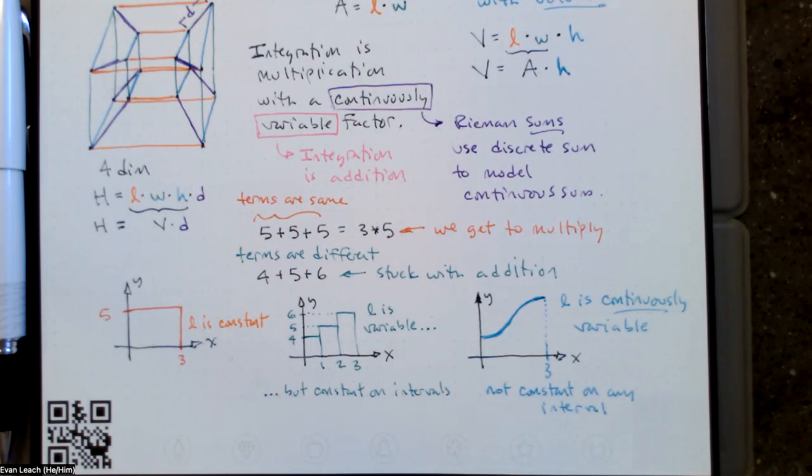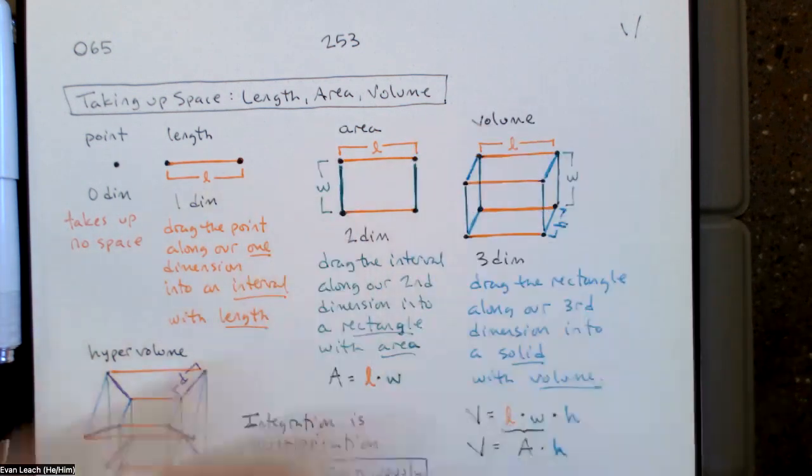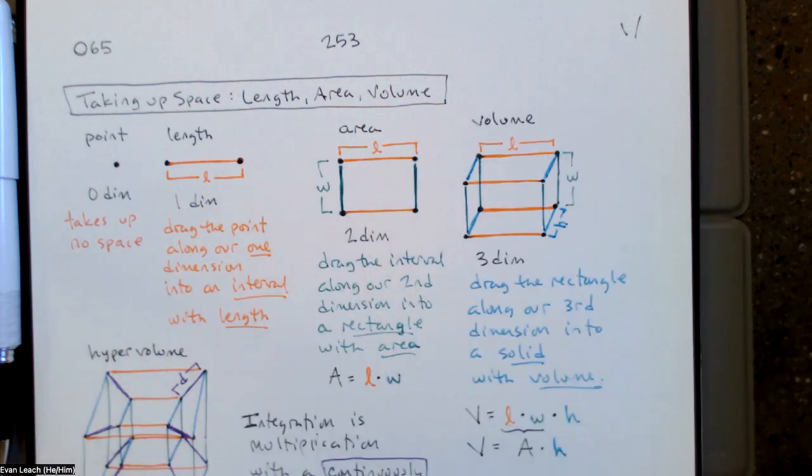Any questions? So this goes back to the beginning of today, where we were talking about length, area, and volume. Because what I want to do is take this point and drag it along one dimension into an interval. And then we're going to take this interval and drag it into a second dimension to produce an area. Now, the reason that we got away with multiplication is that the length stayed the same throughout that whole process. The length was constant throughout that whole width, so I got to multiply.